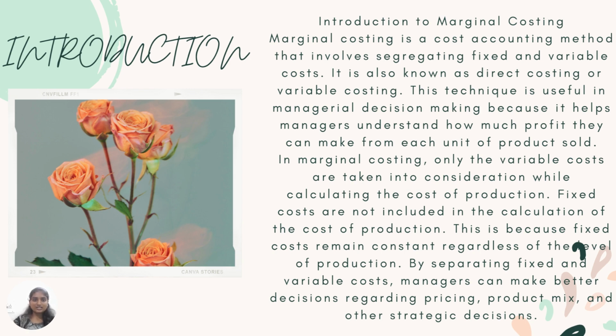In marginal costing, only the variable costs are taken into consideration while calculating the cost of production. Fixed costs are not included in the calculation of cost of production. This is because fixed costs remain constant regardless of the level of production. By separating fixed and variable costs, managers can make better decisions regarding pricing, product mix, and other strategic decisions.